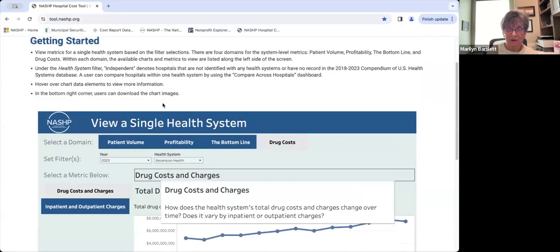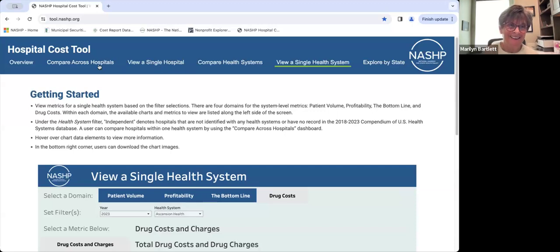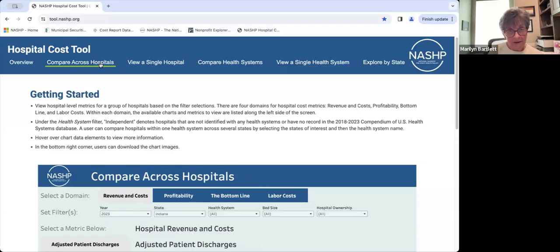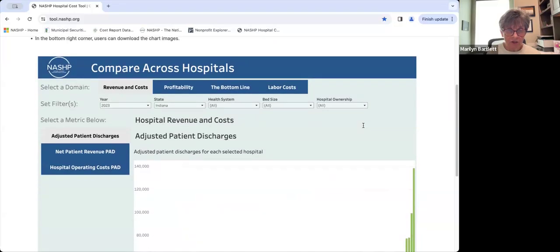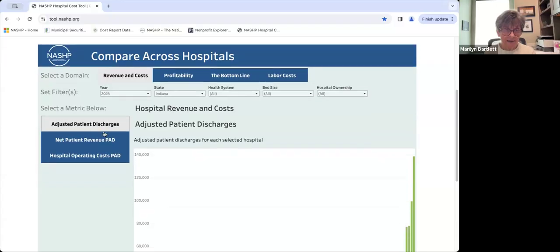So drug costs are one we're just starting to come across with. We do compare across hospitals, and I'll go through this fairly quickly because you're going to see it's some of the same charts, but then we're pulling it down to the hospital level. We've moved away from system now. We're looking at the hospitals for Indiana, and I could have chosen just a particular health system, bed size, or hospital ownership, but I'm going to just leave it at the high level.